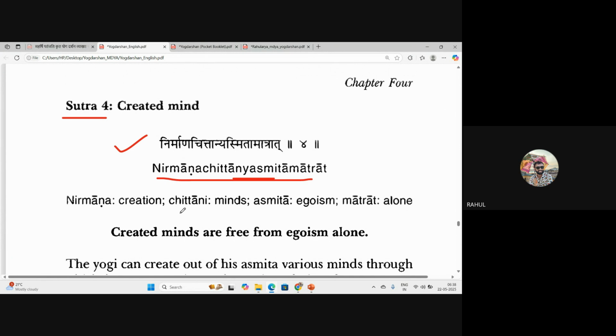How is the new chitta created? What is the main cause? The cause is Asmita. Note it down from the exam point of view. How is it possible? What is the cause of creation of the mind, chitta? Yes, please. Asmita. Because of Asmita, the new chitta is forming.